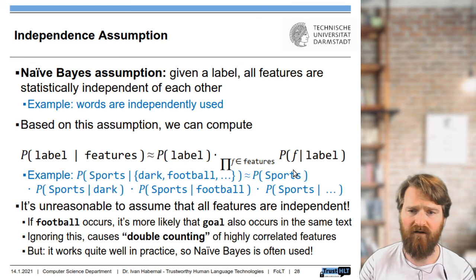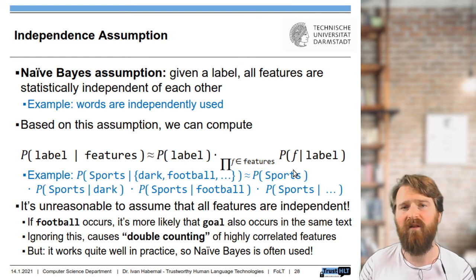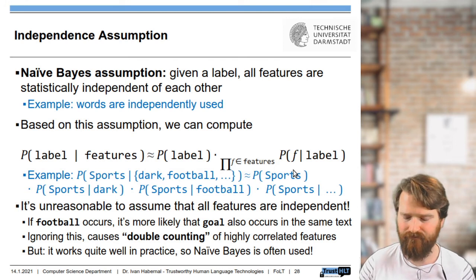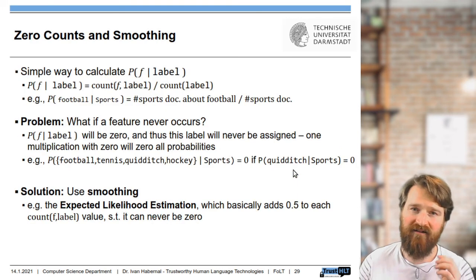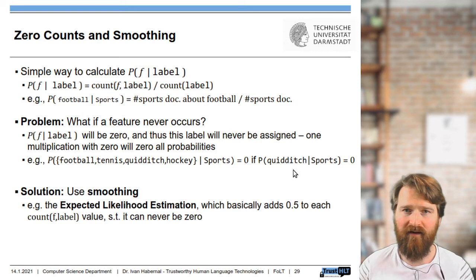So this is why it's often used as a naive baseline, very simple to implement and also to interpret. One trick in estimating probabilities in naive Bayes is called smoothing.